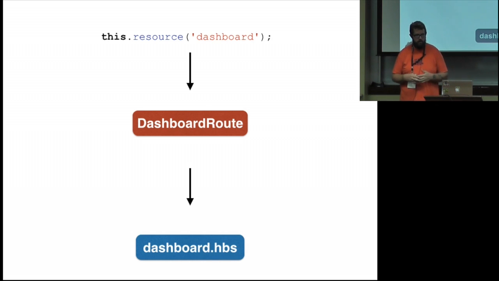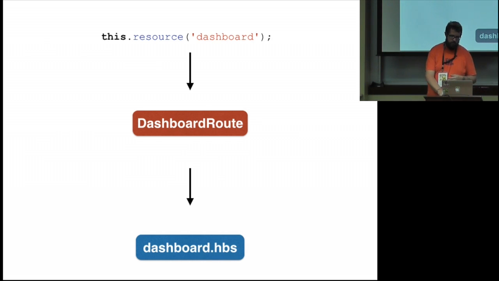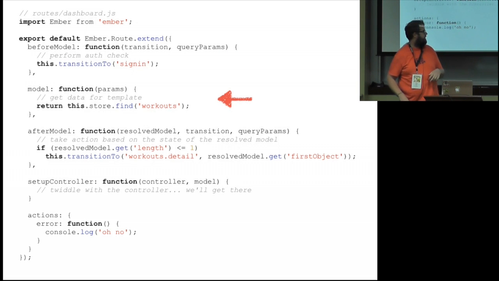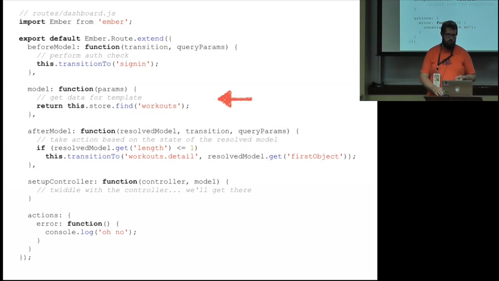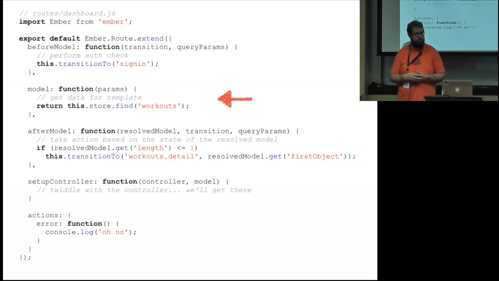But it also has some other hooks that are pretty useful. So this is a very verbose route definition. You can see the model hook here. We're going to extend Route, and then we're going to provide a model hook.